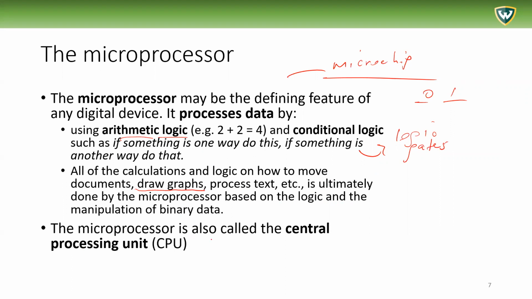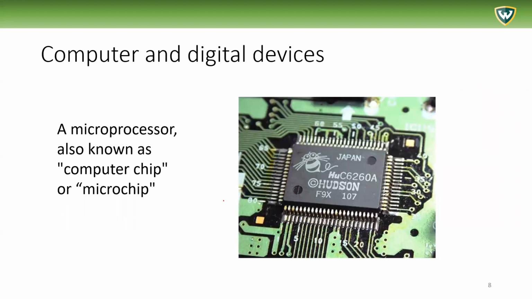The microprocessor is also called the central processing unit, CPU, and you may be familiar with this term. They're used interchangeably. A microprocessor is also known as a computer chip or microchip, and it's this one little device that we usually see, and you may see multiple of them in a larger system unit or a circuit board.